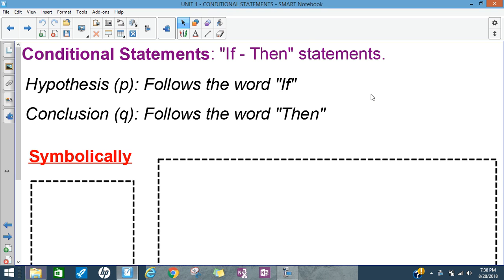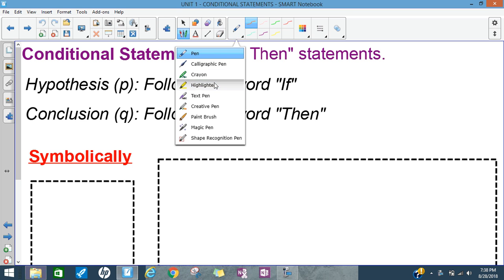Conditional statements are statements in geometry that use the words if and then to combine two different statements together. Those two different statements we call the hypothesis and the conclusion. And we're going to be dealing with both words and symbols here.